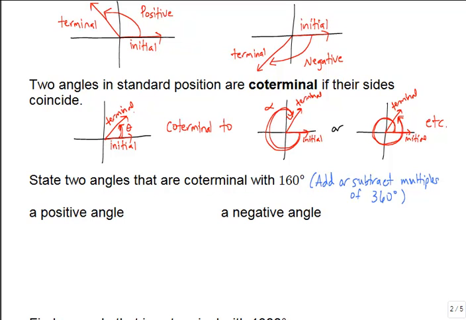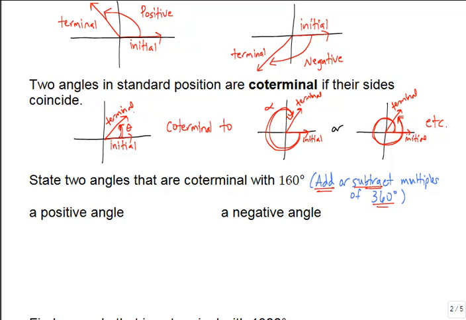What we want to realize is that if you are coterminal, that means that the two angles are within multiples of 360 degrees. So if we want to figure out two angles that are coterminal, then all we're going to have to do is add or subtract multiples of 360 degrees.